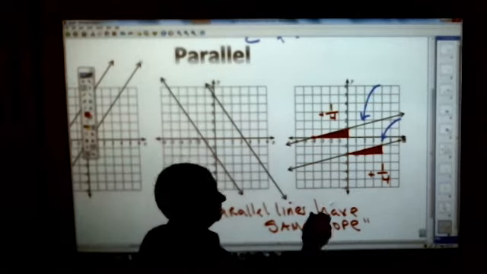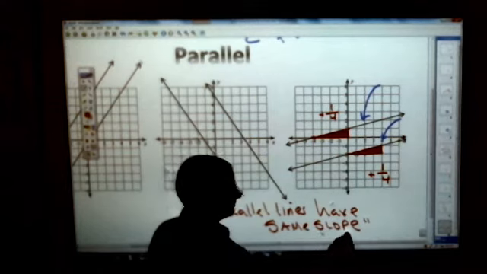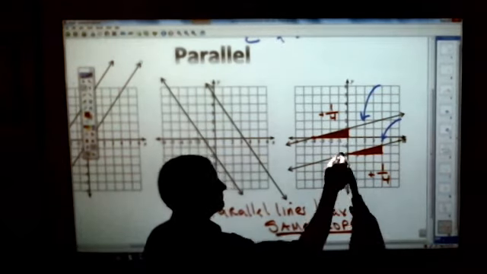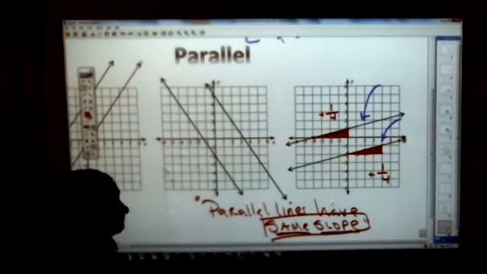So back to this thing here. Notice the y-intercepts are different, but the slope is the same for both. So that's all you have to know about that.